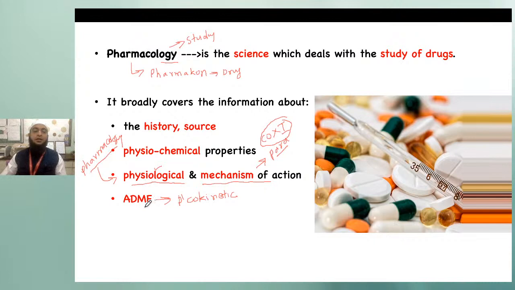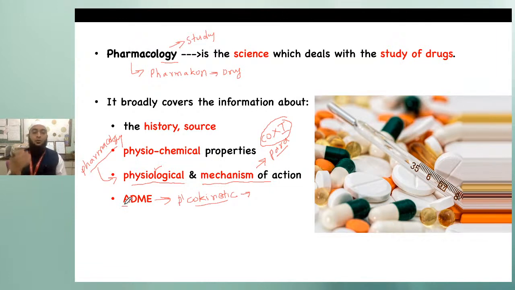Now when a drug enters into our body, the body will exert certain effects on the drug, and those effects are called pharmacokinetics. So in simple language, pharmacokinetics is nothing but what the body does to the drug. Okay, so what the body does to the drug, it is pharmacokinetics. So this pharmacokinetics is divided into four different processes. The first process is A, and the long form for this is absorption. So let's see how it happens.